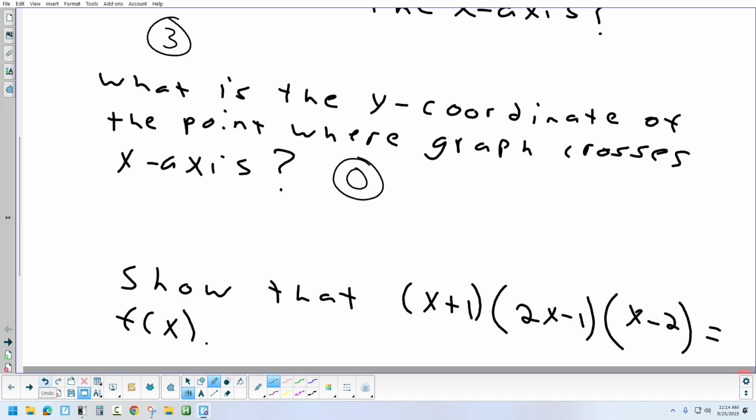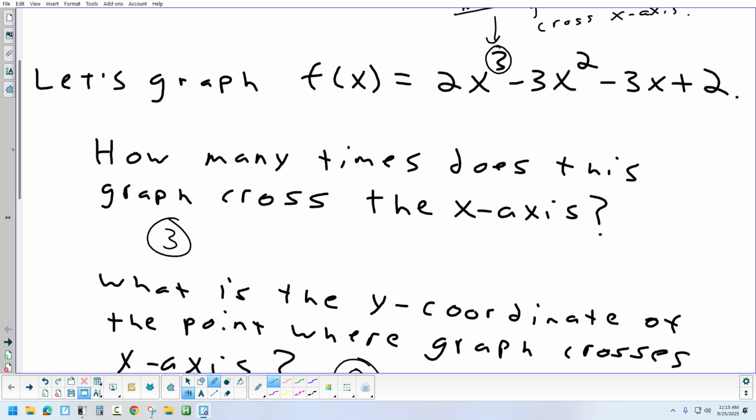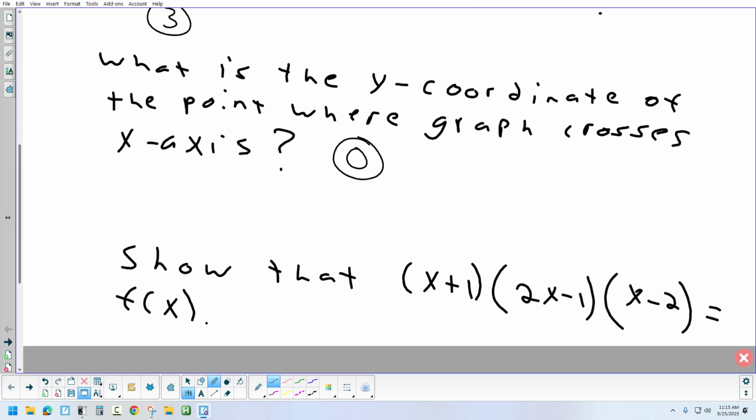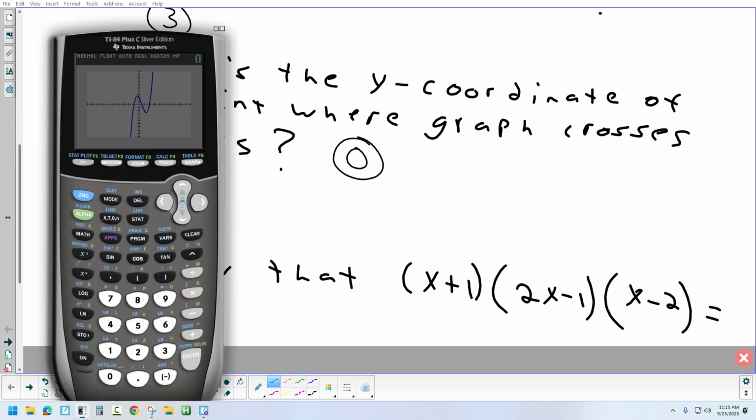So what I want to do is look at what I have written right here with these 3 sets of parentheses, and I want to compare it to what I have up top. So I'm going to graph this in y2, exactly like that with those parentheses, and we're going to look at how the picture of that compares to the one we already drew. Let's put in x plus 1. Let's put in 2x minus 1 and x minus 2.